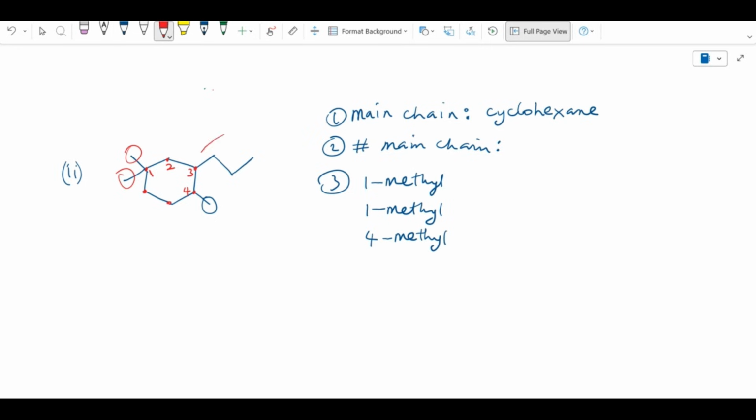Then we have another substituent. Substituents are anything that is attached to the main chain. So if you look at this particular substituent, it has 3 carbons. So 3 carbons as a substituent will be a propyl group. And since that propyl group is on carbon 3 of the main chain, it will be 3-propyl.